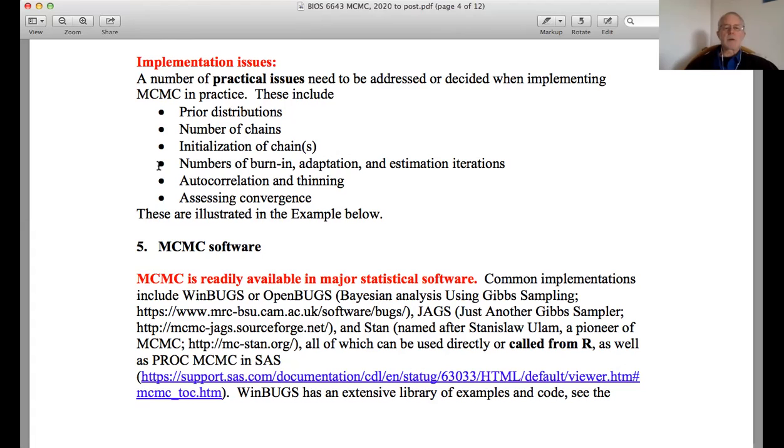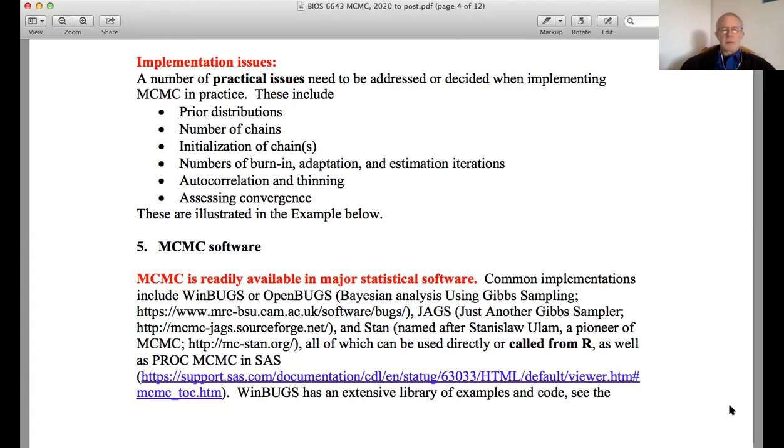Burn-in: you have to decide the number of burn-in, adaptation, and estimation iterations. That's sort of like deciding whether you want 1,000 or 10,000 random gammas, but it's actually a little bit more to it than that. There's autocorrelation and thinning, which I'll talk about in a minute, and then assessing convergence. So it is a little bit more work, but there's a good side to that, and that's that I can get a much better look inside the black box with MCMC. So we'll talk about each of those in the example here.